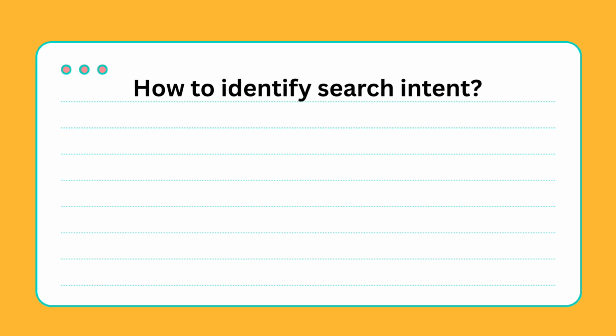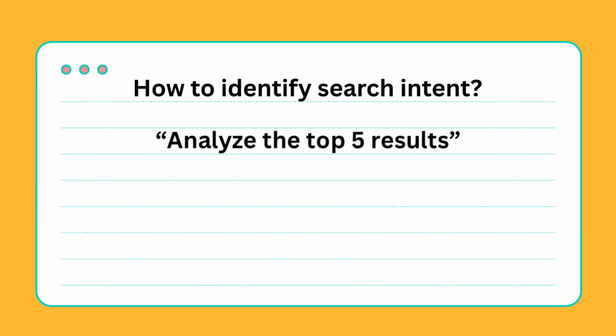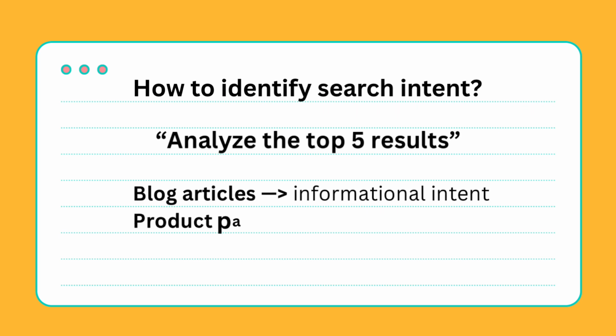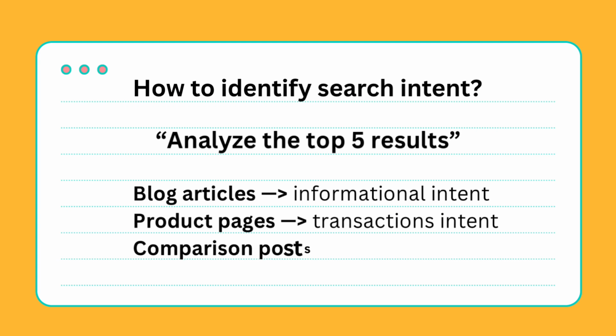Now the question is, how can we identify search intent? The easiest method is very simple. Search your keyword on Google and analyze the top 5 results. If the results are mostly blog articles, it is informational intent; product pages, transactional intent; comparison posts, commercial intent. Google is already telling you what users are looking for.